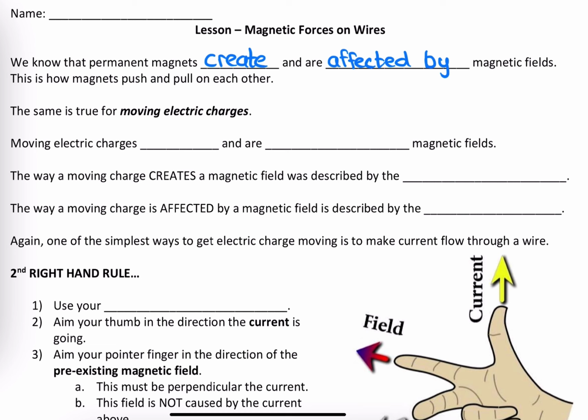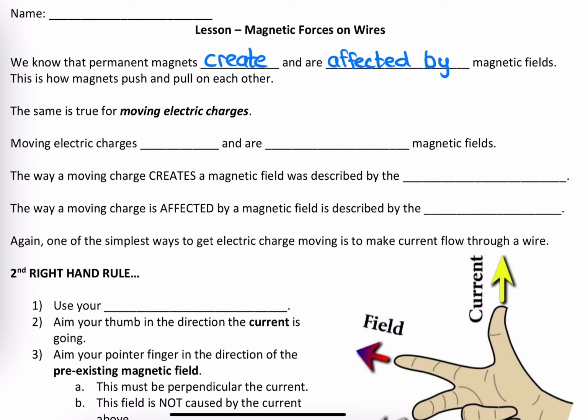Mass, an object with mass, creates a gravitational field. It's also affected by other gravitational fields. An object with charge creates an electric field. It's also affected by other electric fields. And now we see this is true for magnets as well. In fact, that is how magnets push and pull on each other. One magnet creates a magnetic field around it, and the other magnet is affected by that. Either it's pulled or it's pushed by that magnetic field, and vice versa.